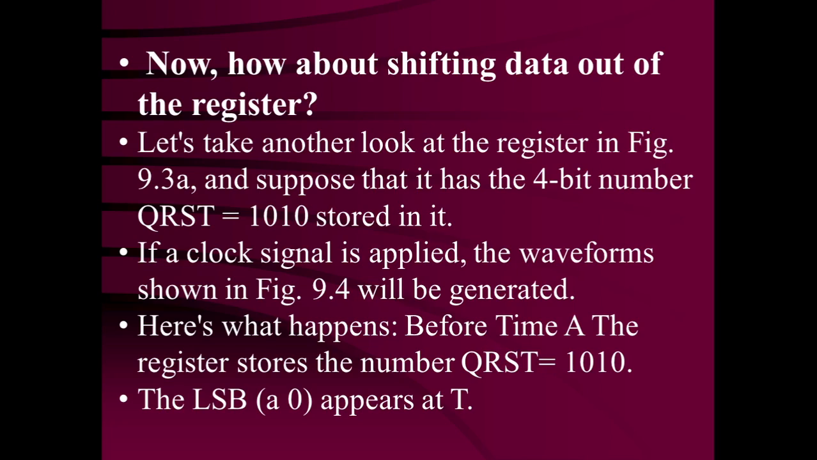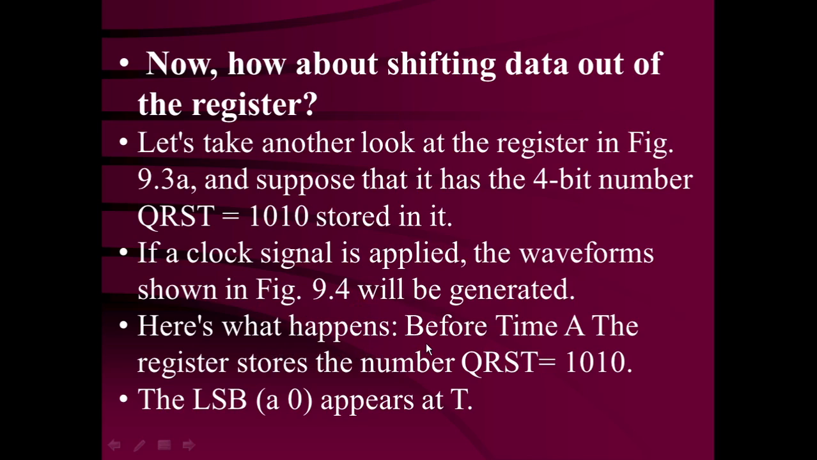So prior to any clock cycle occurring, out of the data 1010 already present, only one bit will appear at the output, and that is the LSB, which is 0. And now the data input of the first flip-flop is maintained at 0 only. So if the next clock signal is applied, the waveform shown in figure 9.4 will be generated.